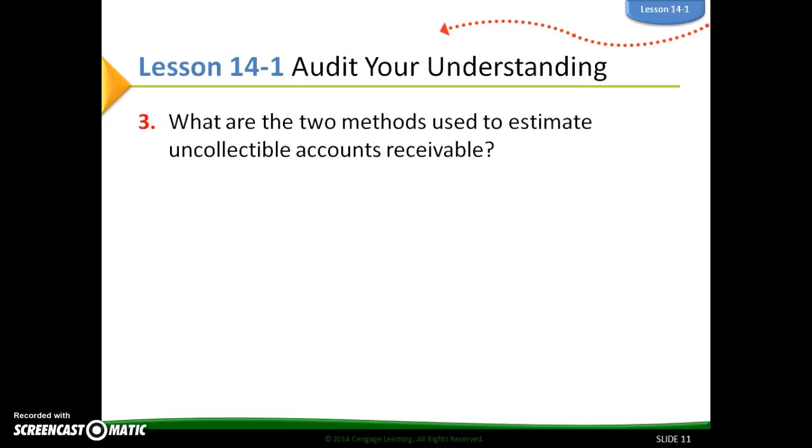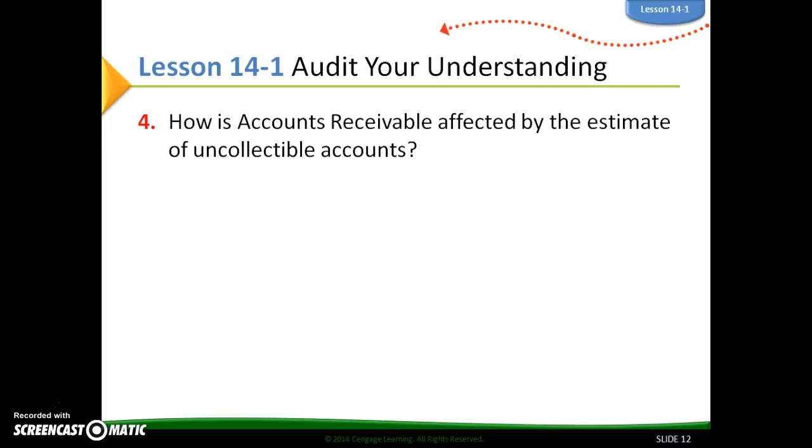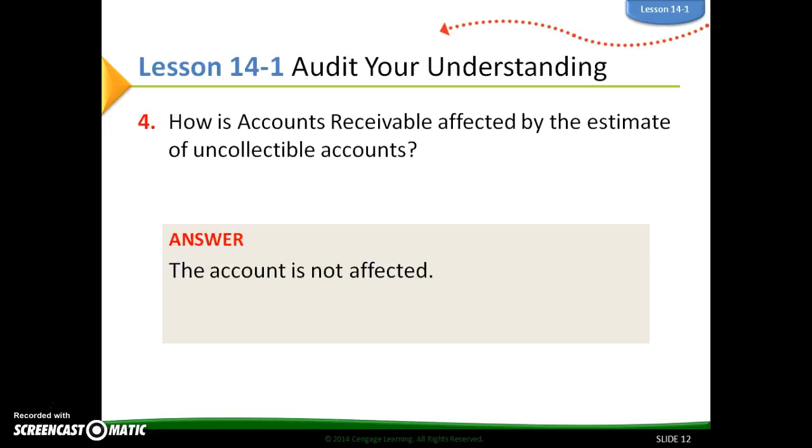So the two methods used to estimate uncollectible accounts receivable are percentage of sales, which is just kind of a flat amount and much easier to calculate, or the percent of accounts receivable, where we age out and look at how old the accounts receivable balances are, and we run some calculations based on that information. How is accounts receivable affected by the estimate of uncollectible accounts? If the accounts receivable is not affected.